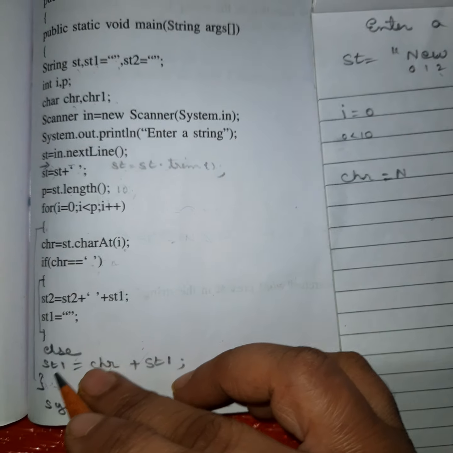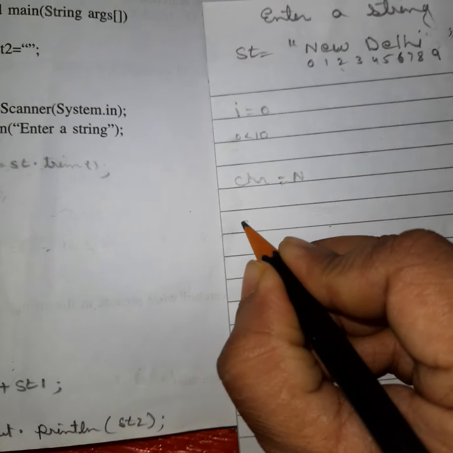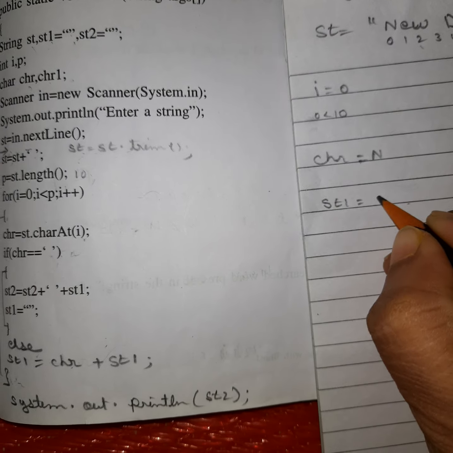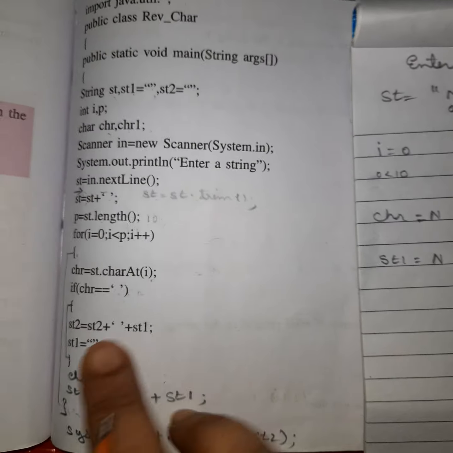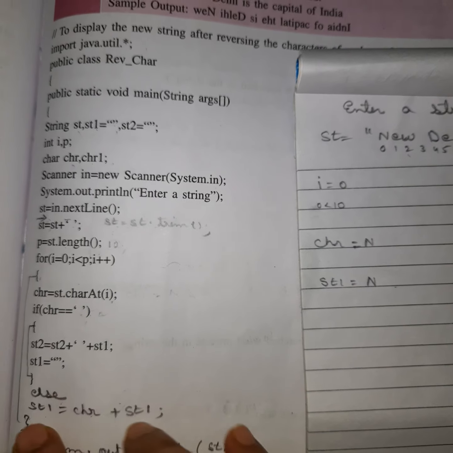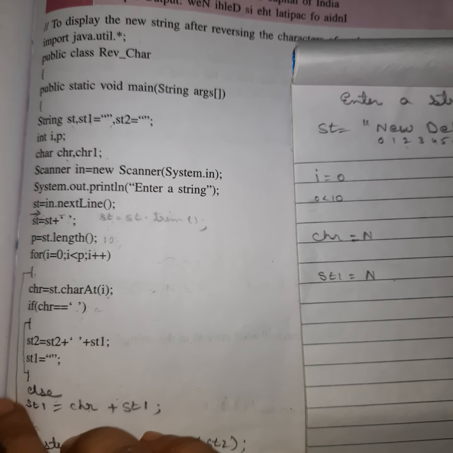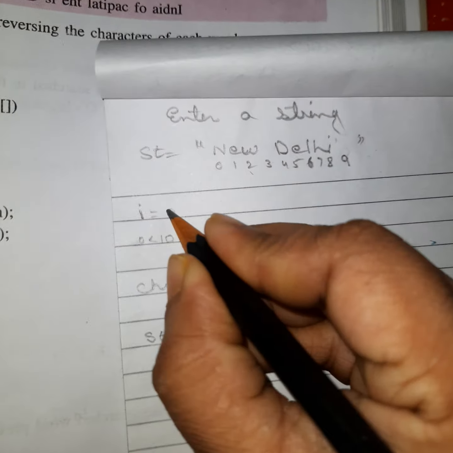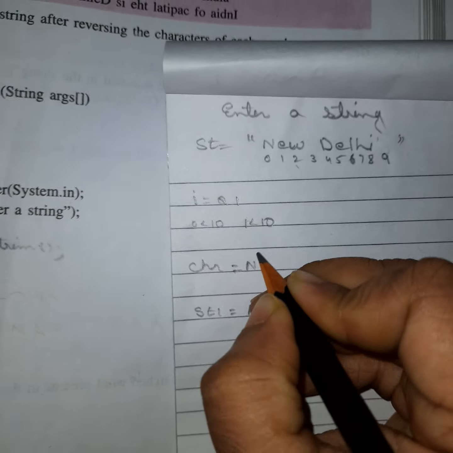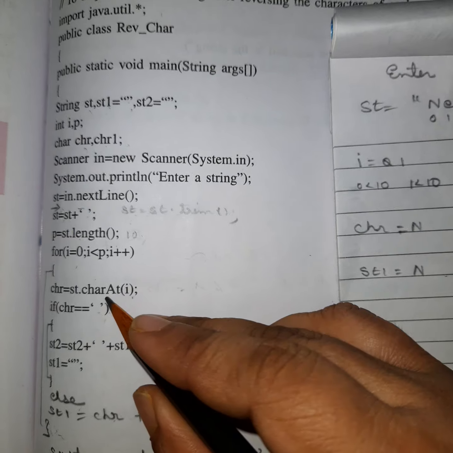It will come here, st1. So in st1, we write character plus st1. My character is n, ch. Again the i value is going to increase. So i is now 1. 1 is less than 10, condition is true. So it will come to this part.